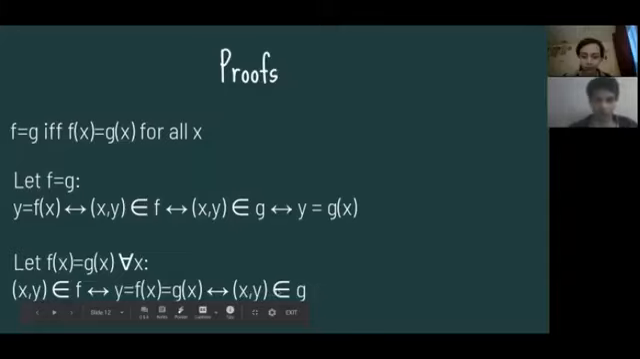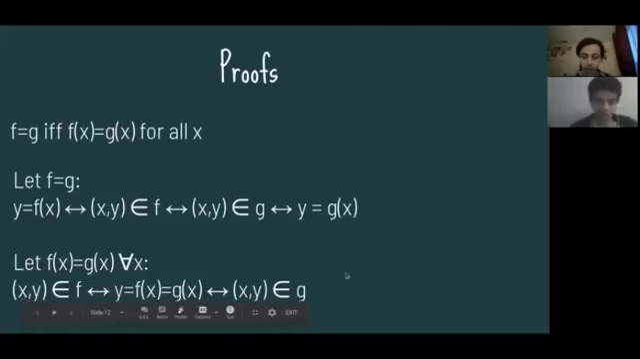If (x, y) belongs to g, then y equals g of x, and g of x equals f of x. Then y equals f of x, which would mean that (x, y) belongs to f. And so if I have an ordered pair in f, then it also exists in g. And if I have an ordered pair in g, then it also exists in f. We just proved that f equals g.